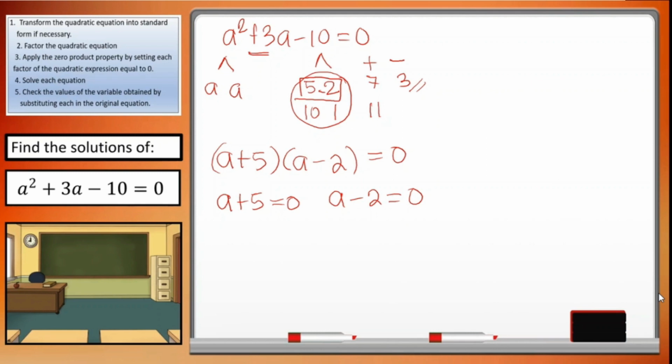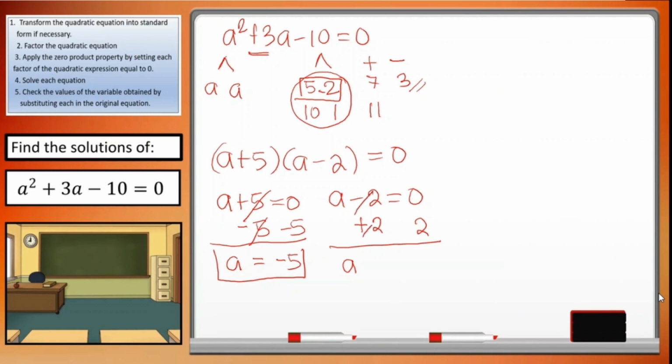Then step number 4, we're going to solve each equation. So we're going to add both sides of the equation by negative 5, applying the subtraction property. So we have 5 plus negative 5 is equal to 0. Then 0 plus negative 5 is negative 5. Okay, so the first solution is a is equal to negative 5. Next, we're going to add both sides of the equation by positive 2. Okay, so bring down a, negative 2 plus 2 is 0. Then 0 plus 2 is positive 2. So this is now the second solution. Therefore, the solutions of a squared plus 3a minus 10 is equal to 0 are a is equal to negative 5 and a is equal to positive 2.